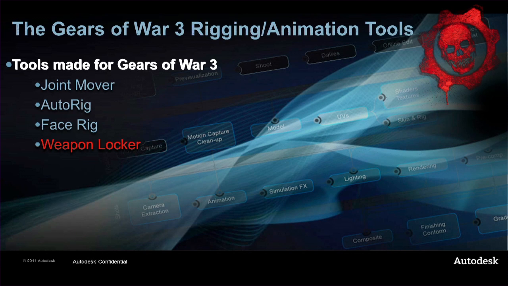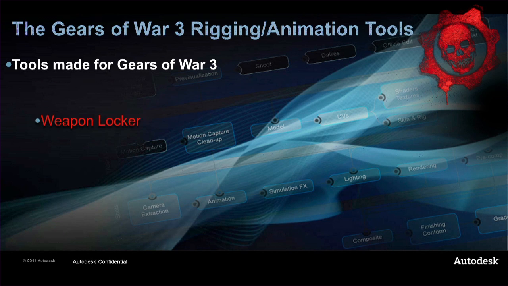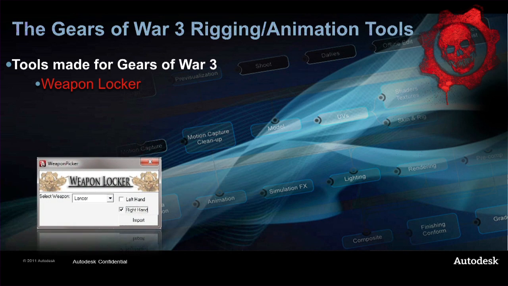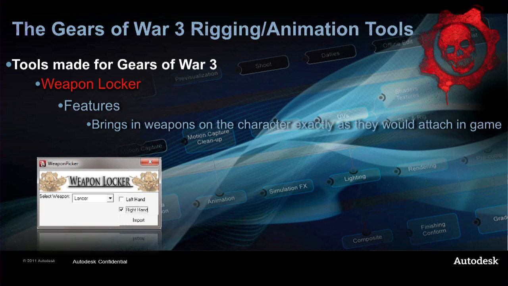And the last tool that I wanted to talk about was the weapon locker. The weapon locker is a pretty simple tool whose sole purpose is to mimic how weapons work in our game. So the animator can import a weapon from the list down there, choose a hand that they want the weapon to go into on the character, and then it would attach to that hand.